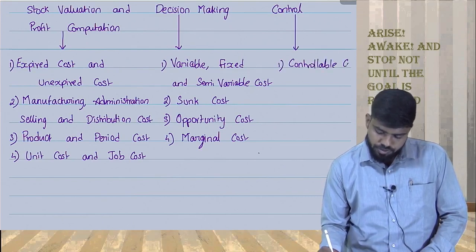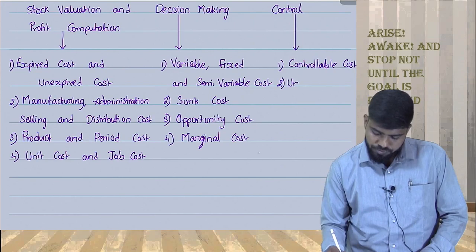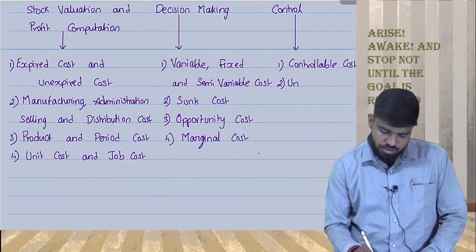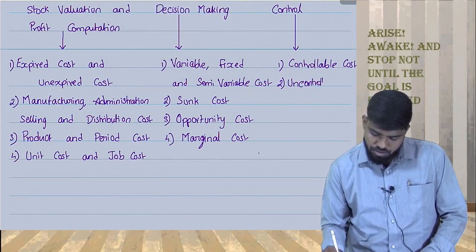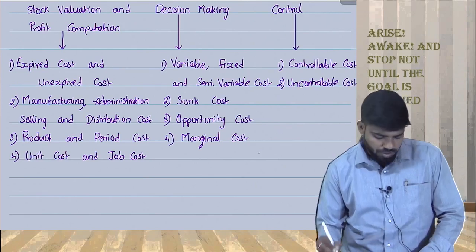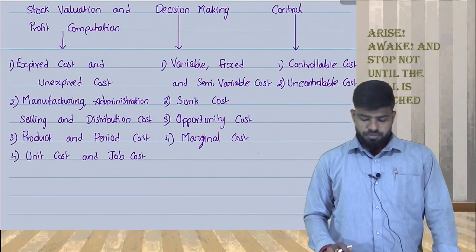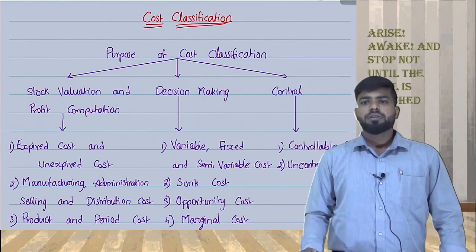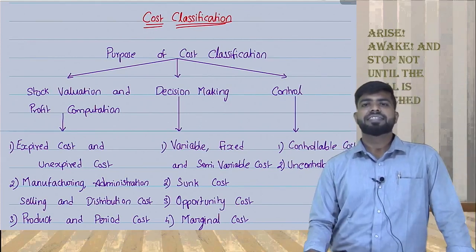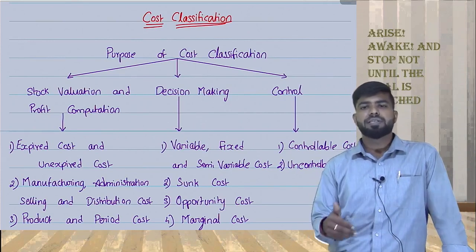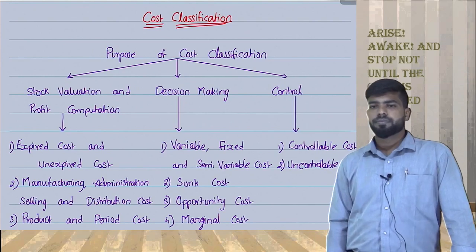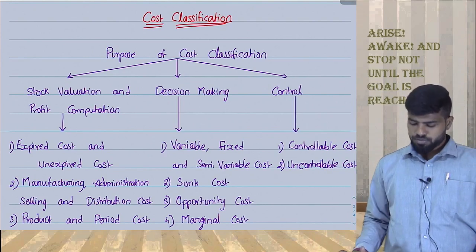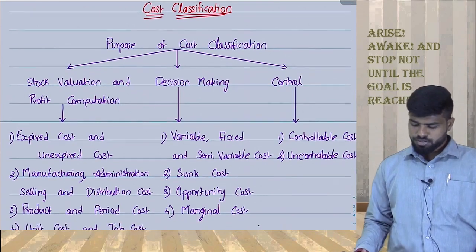If the purpose is control, we'll classify the cost into controllable cost and uncontrollable cost. Please copy this. If you already copied, please revise the chart. Please go through the chart. Product cost, period cost, unit cost and job cost.